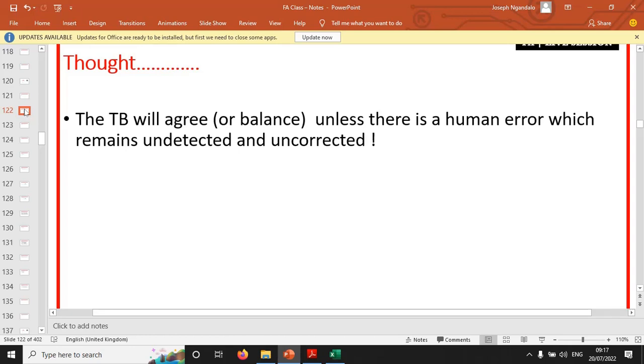Trial balance will always agree unless there is a human error. So don't come and tell us the trial balance has failed to balance. Tell us, I have failed. Take responsibility. Did you hear that? Don't come and say the trial balance has failed to balance. You should take responsibility by saying, I.